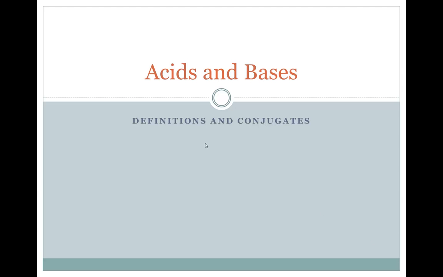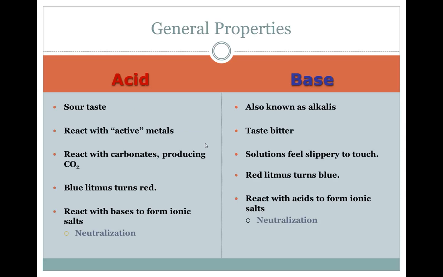In this tutorial, we will be discussing the definitions of acids and bases. An acid has a sour taste. They react with active metals. They react with carbonates, producing carbon dioxide. They turn blue litmus red. And they react with bases to form ionic salts in neutralization reactions.